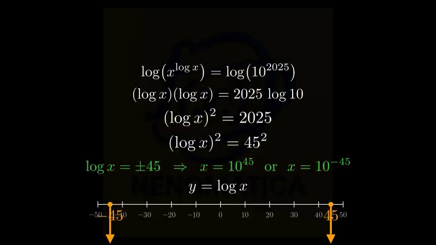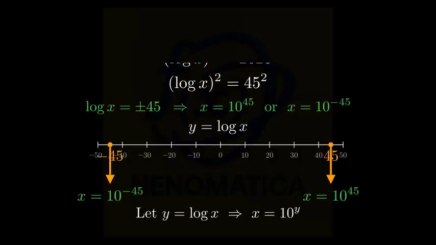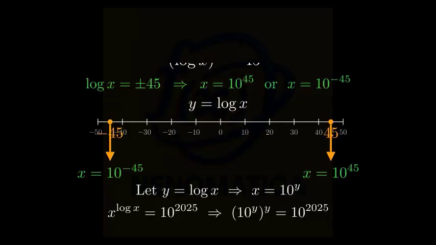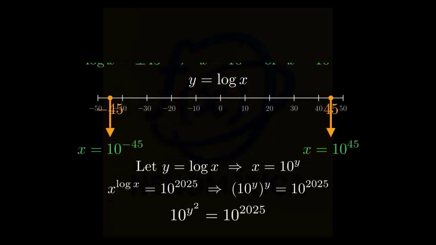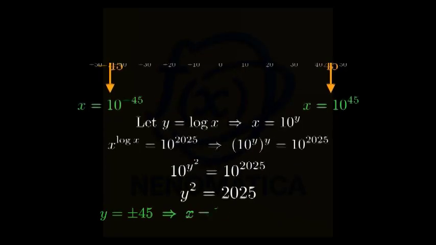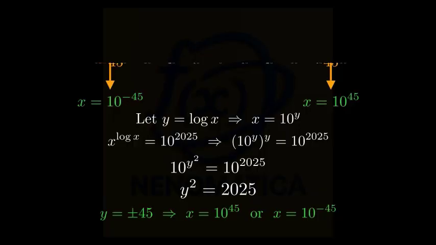Method 2 mirrors the same logic with a substitution. Let y equal log x, so x equals 10 to the y. Substitute into the original equation, x to the log x becomes 10 to the y. Combine exponents using the power of a power rule to get 10 to the y squared equals 10 to the 2025. With equal bases, set exponents equal. Y squared equals 2025. So y equals plus or minus 45, and substituting back gives the same two x values.